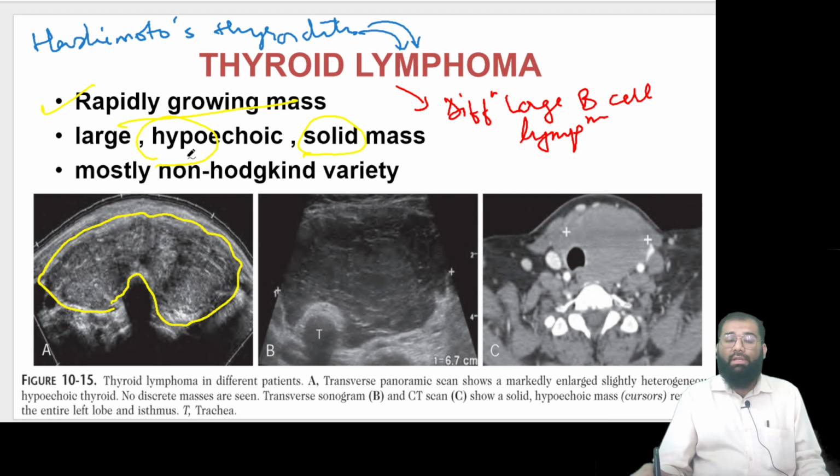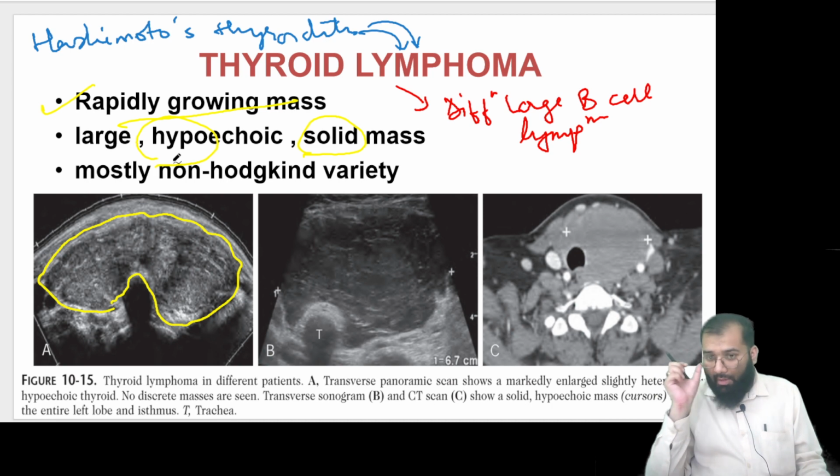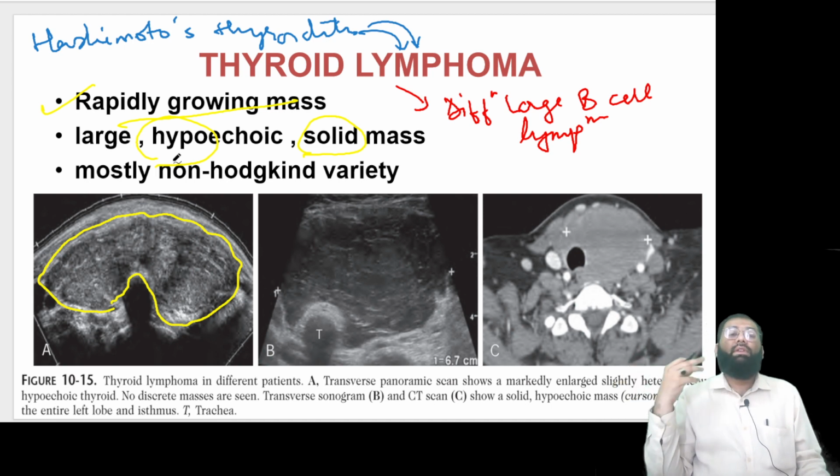So it is a very important history, that you will ask how many days or how many months it took for the swelling to grow. If there is a rapid growth, always think of thyroid lymphoma. Okay. Now coming to also, history of Hashimoto is important when it comes to this type of lesion.